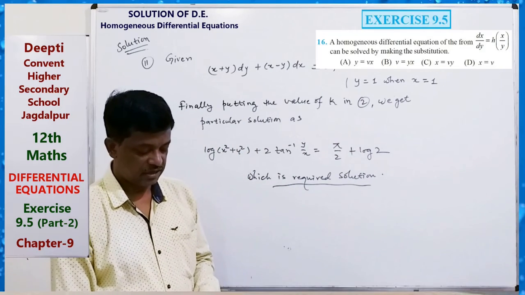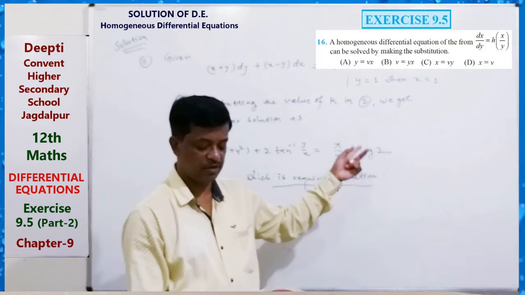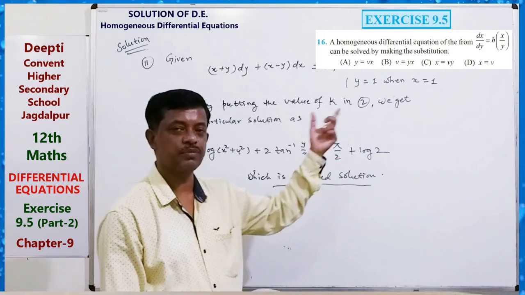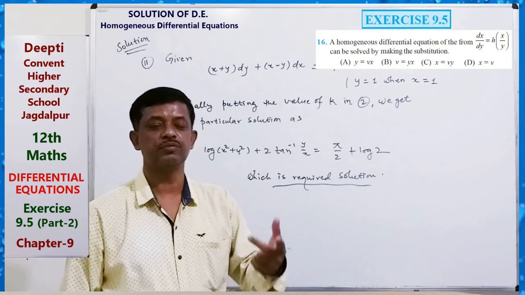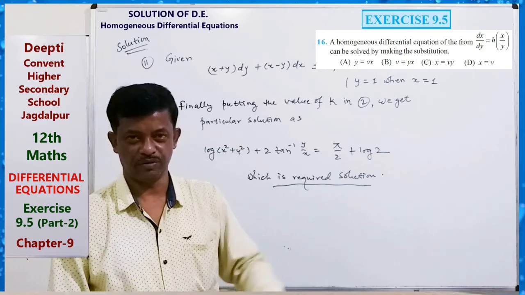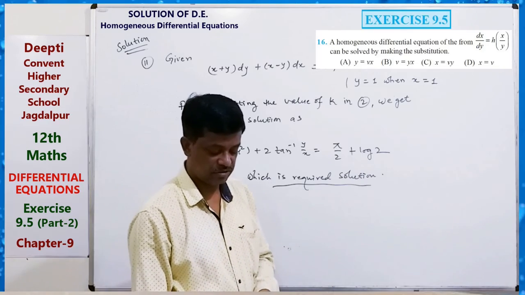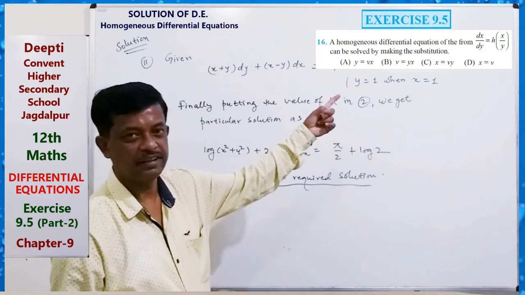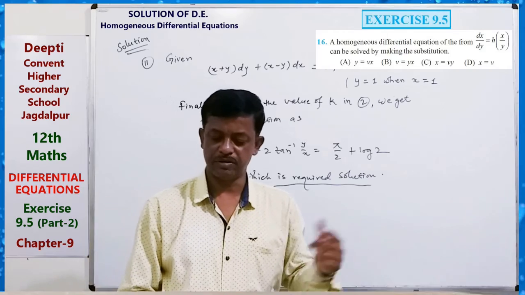16 differential equation dx by dy equals to function of x by y. So our substitution will be what? X equals to vy. Okay. Simple objective question.